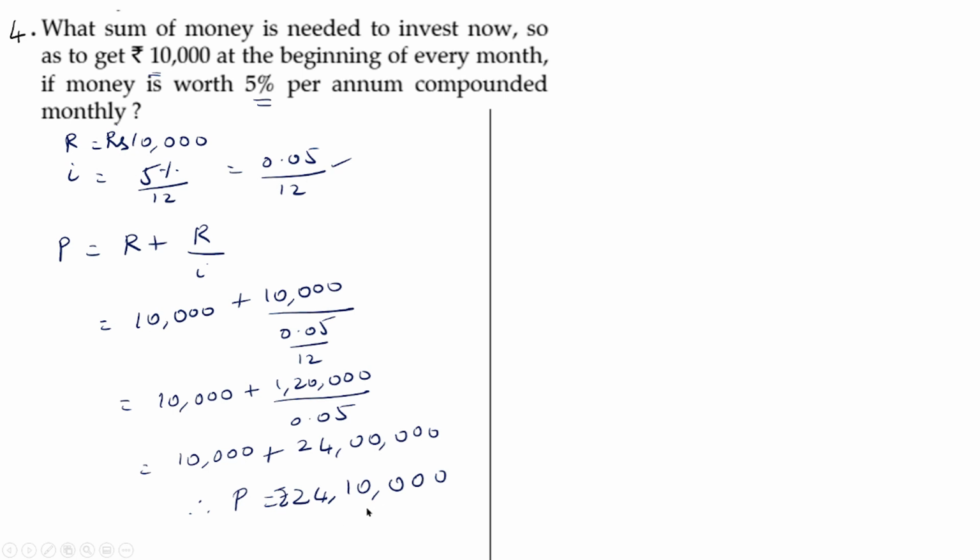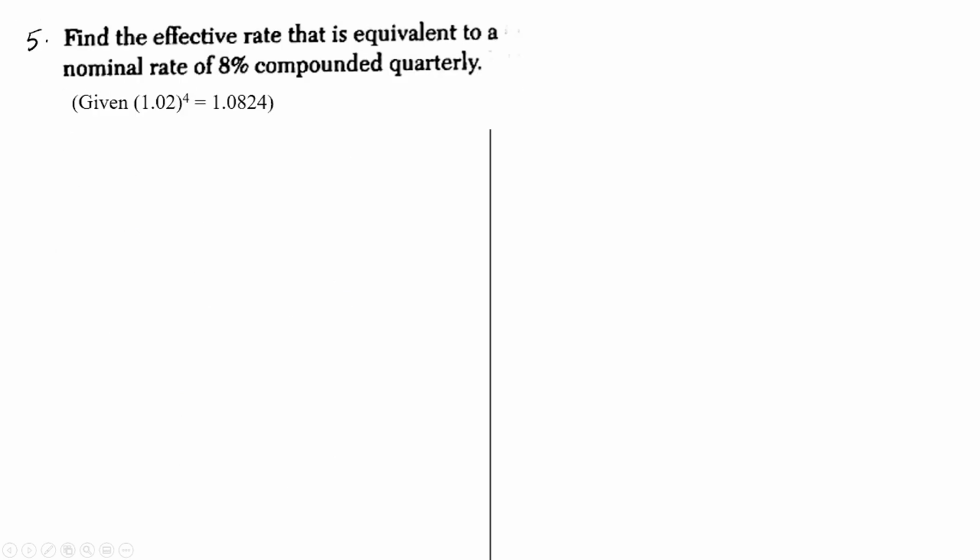If we invest 24 lakh 10,000 now, where money is worth 5% compounded monthly, we will be able to get rupees 10,000 at the beginning of every month. So far we have seen some of the questions of perpetuity, and now we have questions from effective interest rate. Find the effective rate that is equivalent to a nominal rate of 8% compounded quarterly.